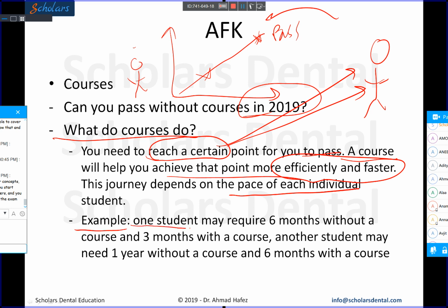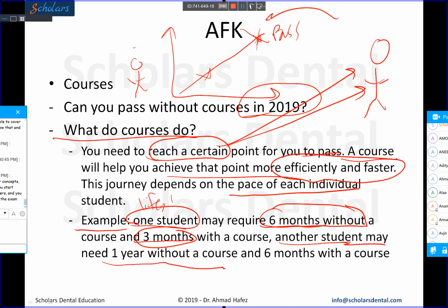One student, because of certain life situations, environment, intelligence, age, everything, may require 6 months to reach that point to pass. So 6 months may be what they need without a course. Our course will get them to this point in 3 months. You see? Another student, because of life, environment, maybe also age, intelligence, memory, previous experiences, may need a year without a course, but with the course, it will become 6 months. Do you see the difference?